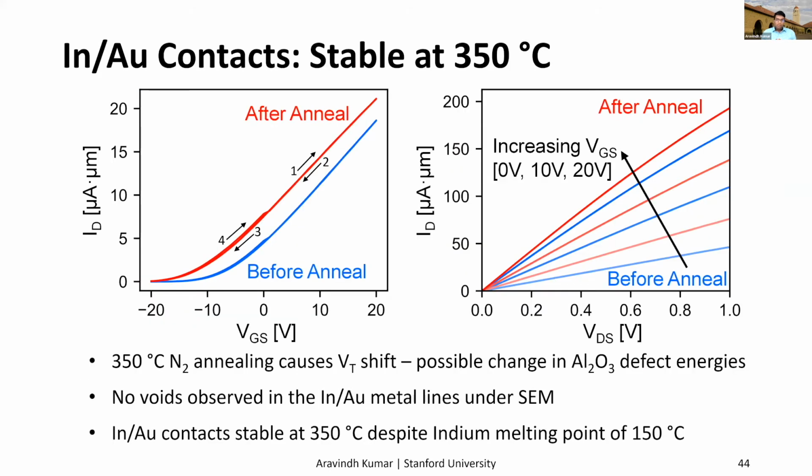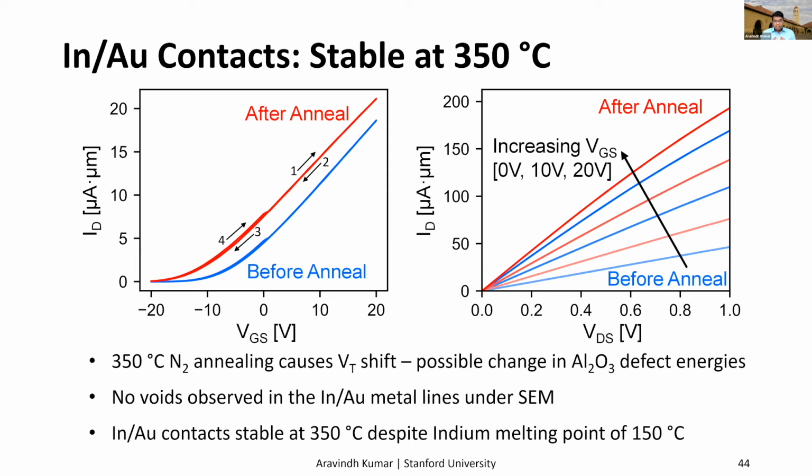To further test the temperature tolerance, we performed rapid thermal annealing of the indium gold contacted MoS2 transistors. And this was done at 350 Celsius in nitrogen ambient for 20 minutes. The dual sweep IDVG shown here shows negligible hysteresis, but there's a VT shift after the anneal, and that can be also seen in the increase in current in the IDVDS. And this VT shift could be due to the effect of the anneal on the Al2O3 capping layer.